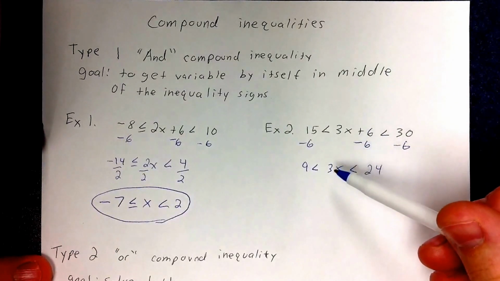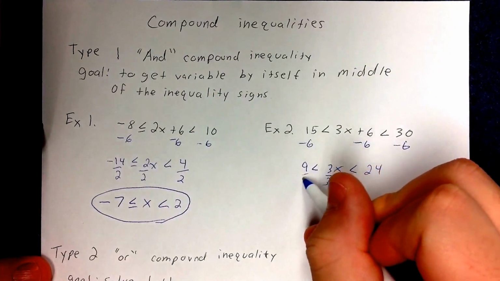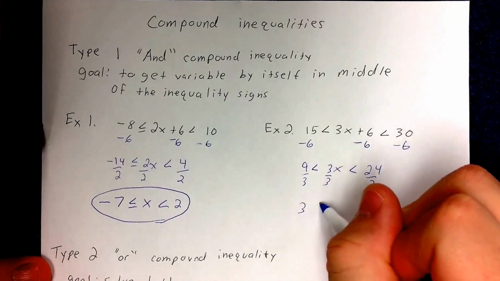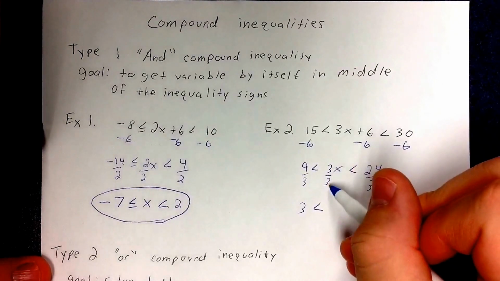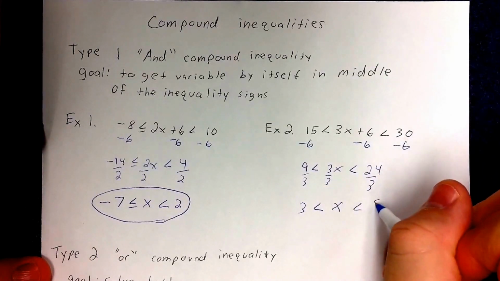So the variable is not by itself because it's being multiplied by 3, so the opposite is divide by 3. 9 divided by 3 is 3, less than. 3 divided by 3 is 1, so I got x, less than. 24 divided by 3 is 8.